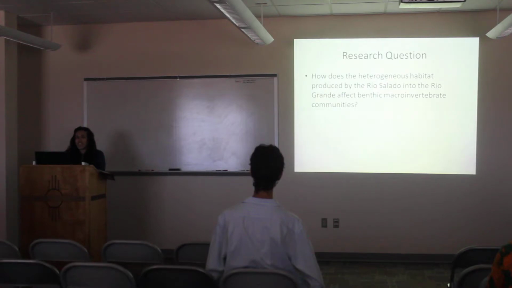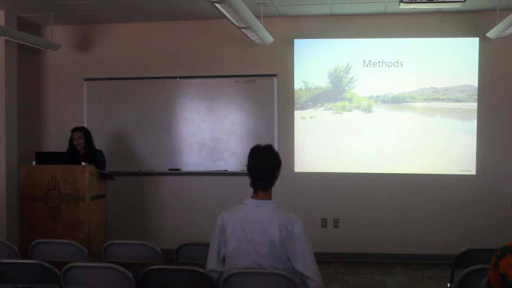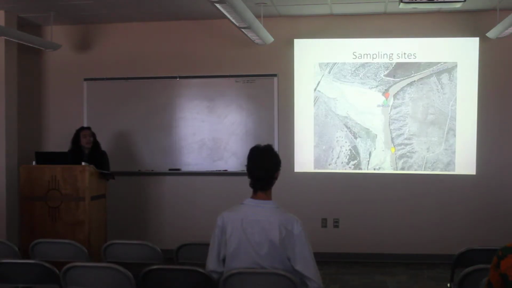So based on all of this, I came up with the main question that I wanted to answer this summer: how does the confluence affect benthic macroinvertebrate communities? So how did I execute this? First, I designated 3 sampling sites along the confluence. The red designates the upper confluence, the green is the confluence, and yellow is downstream. At each of these sites, I had 4 replicates, and I sampled for 3 things: sediment, macroinvertebrates, and periphyton.